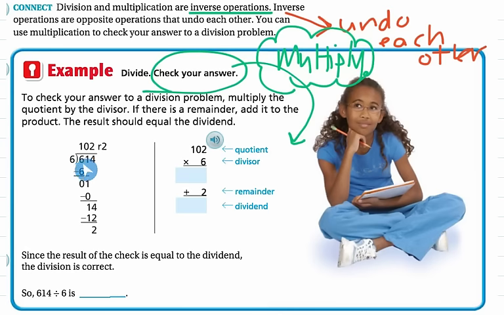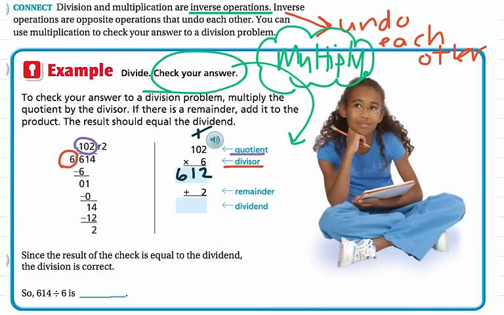So here we had 614 divided by 6, and we have the quotient of 102, remainder 2. So I'm going to use some colors just to help us out. We're going to take our quotient, and notice our quotient is our first factor. Secondly, we take our divisor, and notice our divisor is our second factor. So we're going to multiply these out to check to see if our answer is in fact equal to the dividend. So let's get started. 2 times 6 is 12. Write down the 2 ones, regroup the 10. 0 times 6 is 0, plus the regroup 1 is 1, and 6 times 1 is 6.